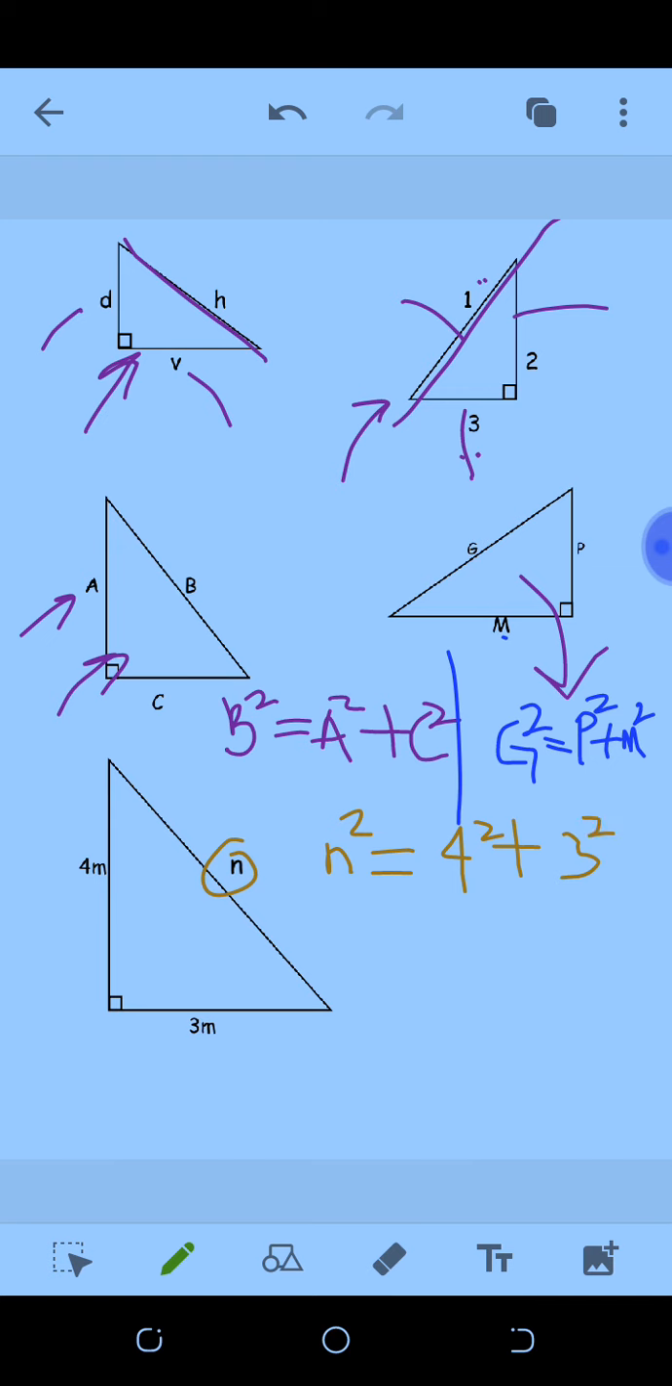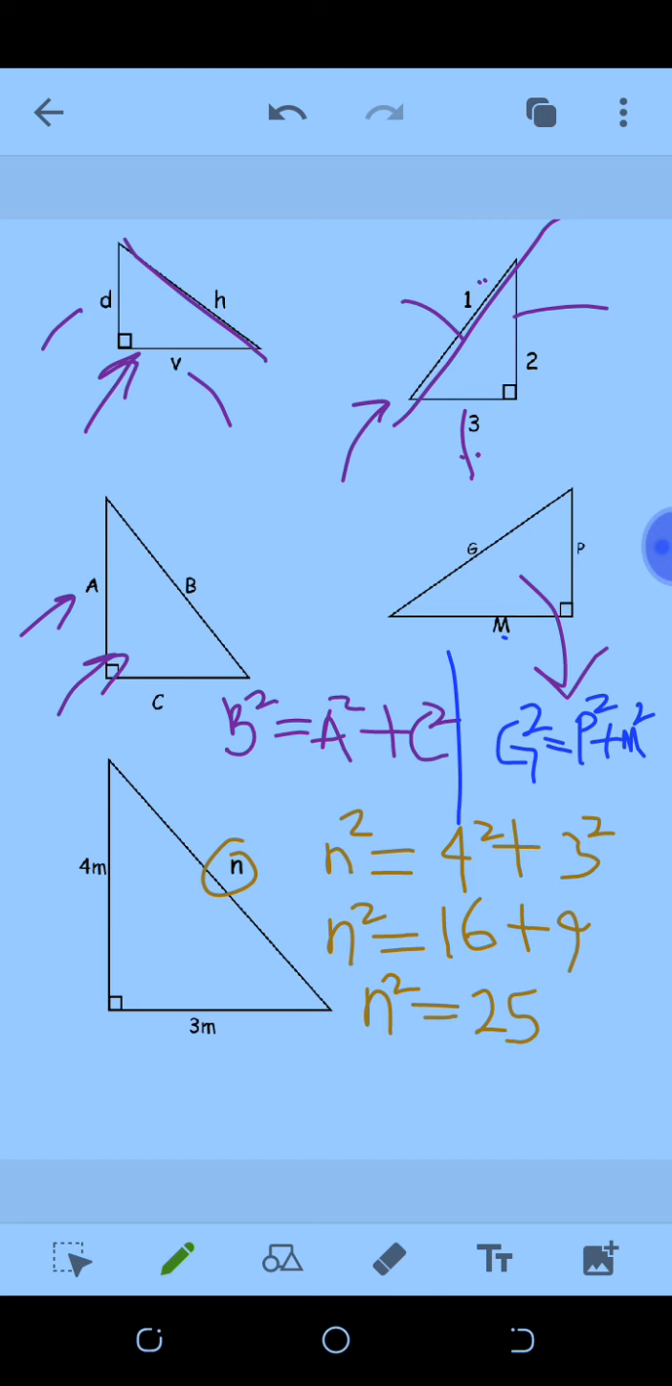Okay, let's do the maths. So this is n squared equals, what's 4 square? 4 square simply means 4 times 4. 4 times 4 gives me 16. Plus, now what is 3 square? 3 square simply means 3 times 3, which will give me 9. Now, n square, which is the hypotenuse, equals 16 plus 9 is 25. Okay?